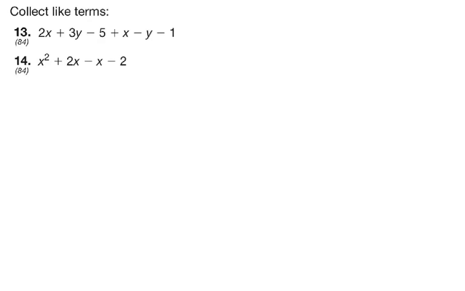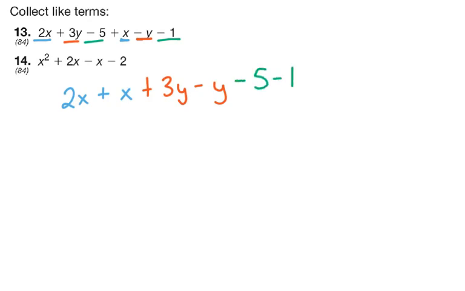All right, collect like terms. So in 13, you're going to collect x's, y's, and then just plain numbers. So we have an x here and another x there. We have y's, and then we have this number and this number. All right, so we have 2x plus x plus 3y minus y minus 5 minus 1. Now remember, we have implied numbers here. We have an implied 1 here and an implied 1 here.